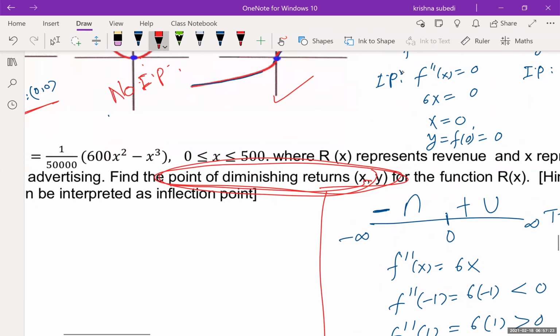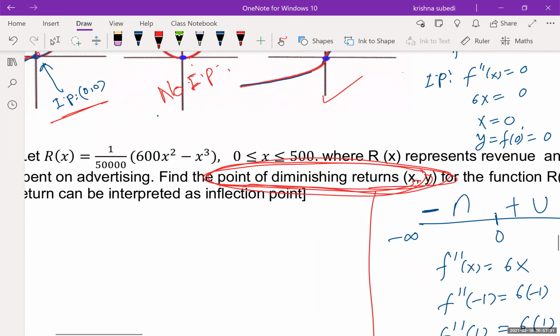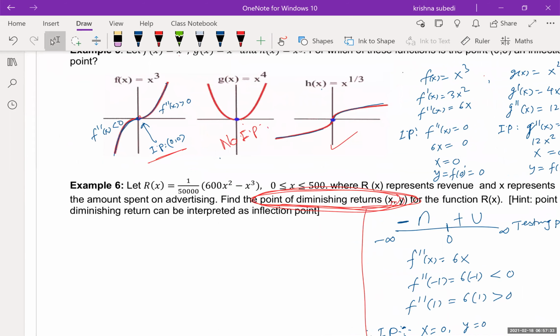Can you see that? Point of diminishing return. So that is the word they use in economics, but in mathematics, in calculus, we call it inflection point. They mean the same thing, by the way. All right, so example 6, we are given a revenue function. Guys, I want you to try this on your own, okay? I trust that you'll be able to do it.